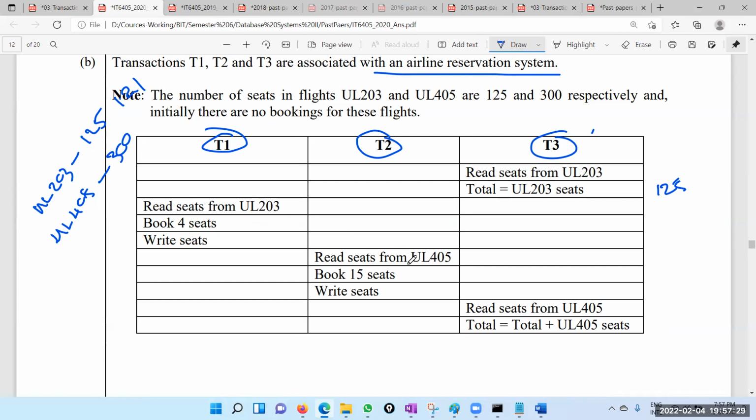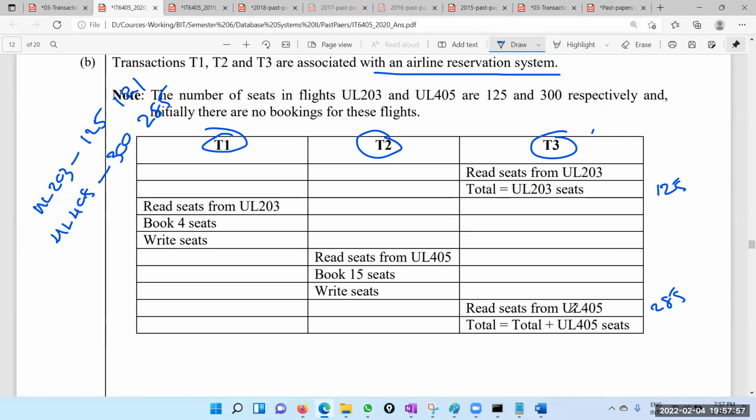Now, because we are going through the schedule, read seats from UL 405, which is 300. Book 15 seats and write. So that means 300 minus 15. It has to be 285. Now read seats from UL 405. Right, so UL 405 has now 285 seats.